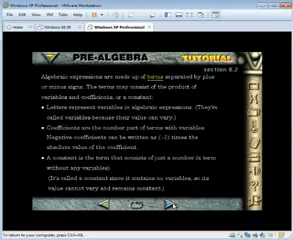Negative coefficients can be written as -1 times the absolute value of the coefficient. A constant is the term that consists of just a number, a term without any variables. It's called a constant since it contains no variables, so its value cannot vary and remains constant.